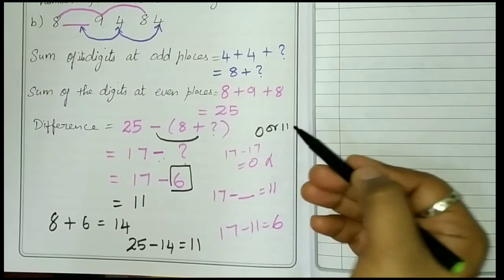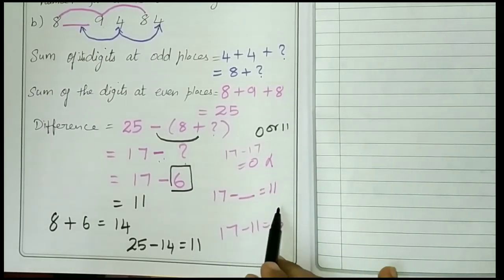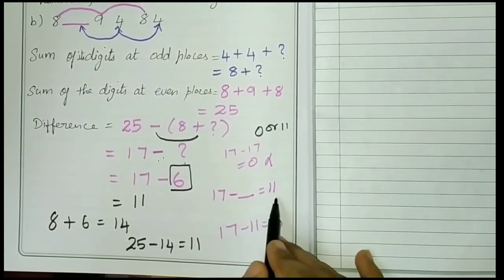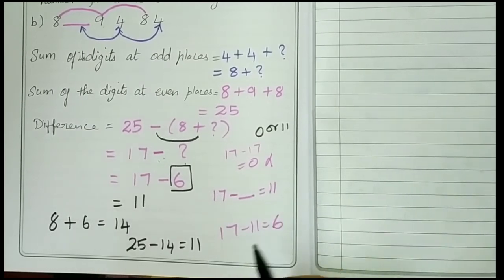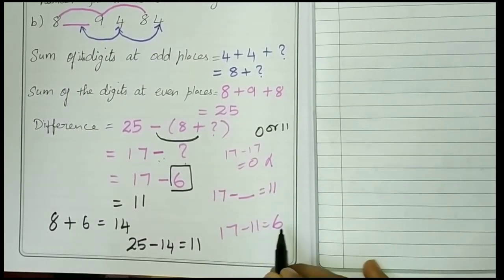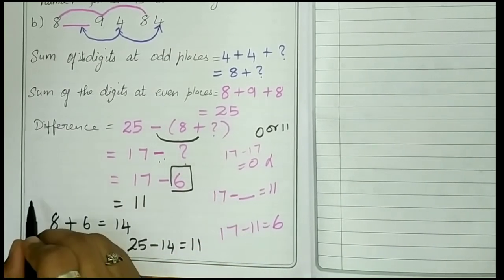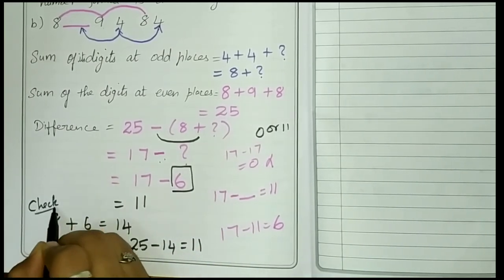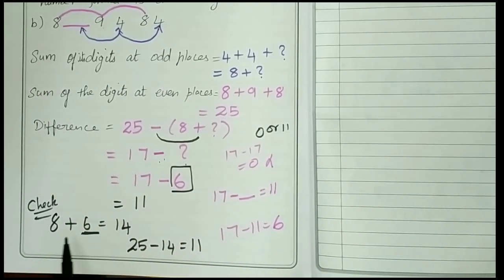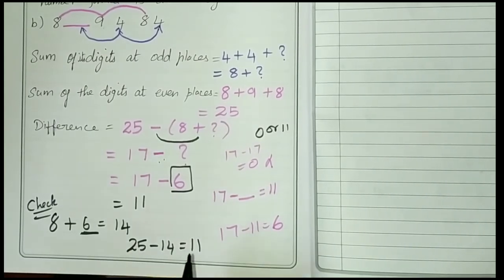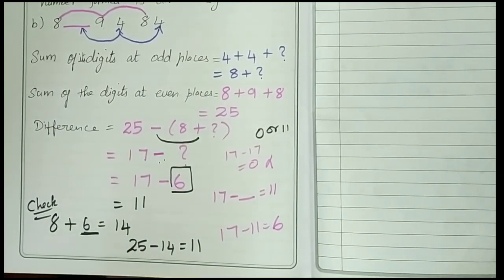So what do I have to do? I have to make the answer come as 11. So from 17, I have to subtract some number to get 11. What is that number? 17 minus 11 equals 6. So 6 is my required number. This is the part I am checking. In the blank space, I am writing the number and I am getting the sum. So 25 minus 14, I am getting the divisibility rule of 11. Thank you.